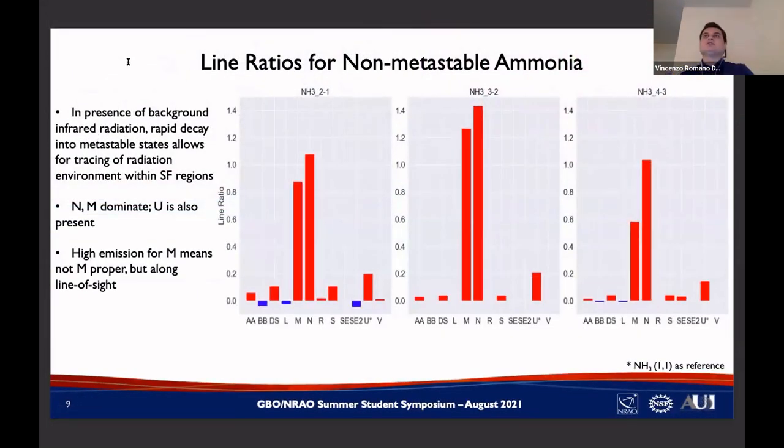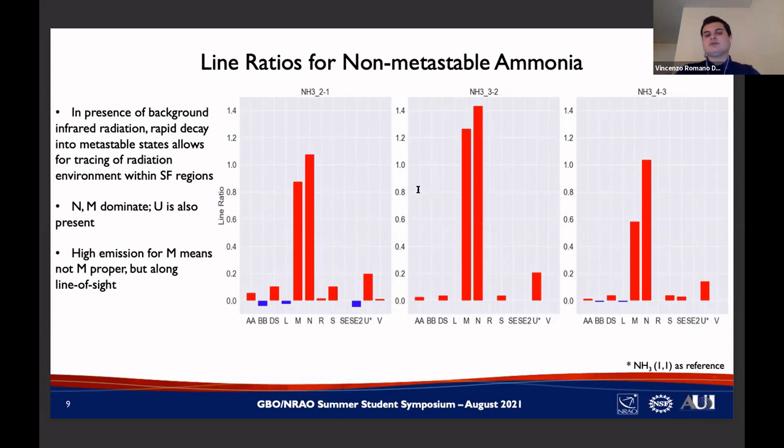And so to understand how the gas of specific star-forming molecules can illustrate the star-forming picture of the cloud, we can now zoom in on different types of star formation tracers. First is non-metastable ammonia. It's good to trace star formation because in the presence of background infrared radiation, its rapid decay into the metastable ammonia states allows for a discernible tracing of the radiation environment within star formation regions.